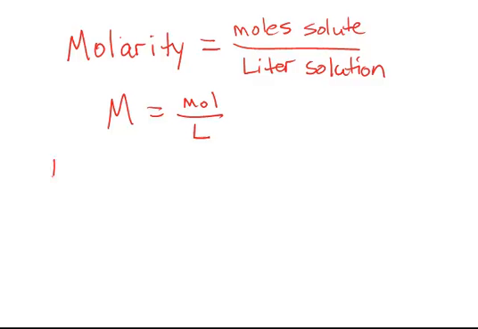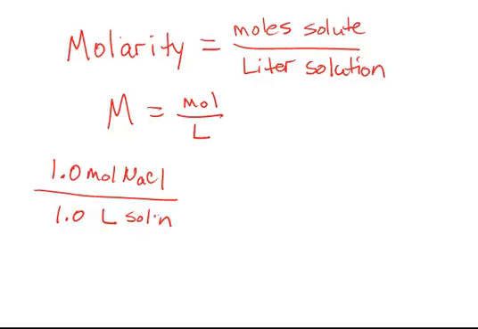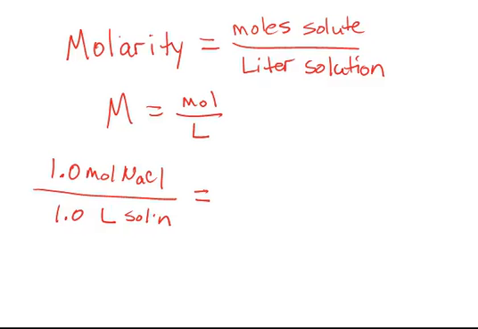So let's say you had 1.0 moles of sodium chloride and you dissolved it in some water until the final solution volume was 1.0 liter. What is the concentration then in terms of the molarity of this solution? You just divide the numbers out. That's easy enough. It gives us 1.0. And then you'll know the units would come out to be moles per liter.